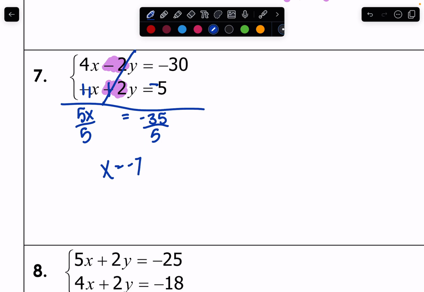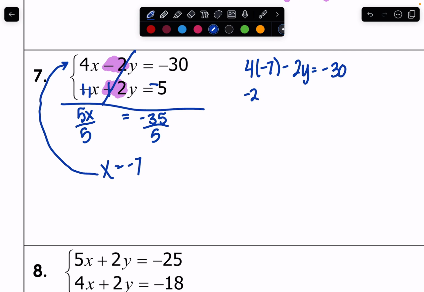So again, I can plug that into either equation. I'm just going to keep plugging into the top one. It doesn't really matter. So we have 4 times -7 minus 2y equals -30. So 4 times -7 is -28 minus 2y equals -30. And then I want to add 28 to both sides. Again, we're always moving that number that is being added or subtracted first. So I have to do the opposite there and add 28.